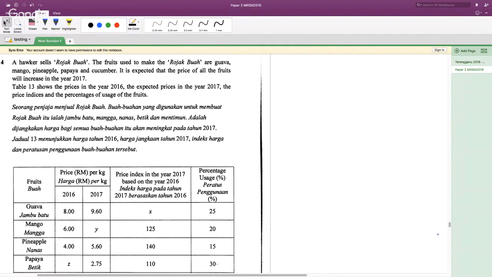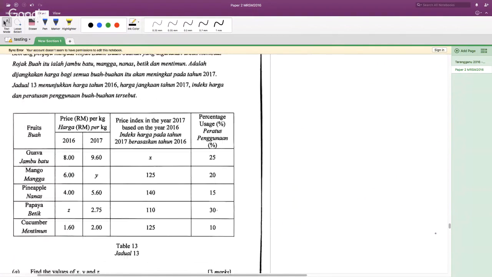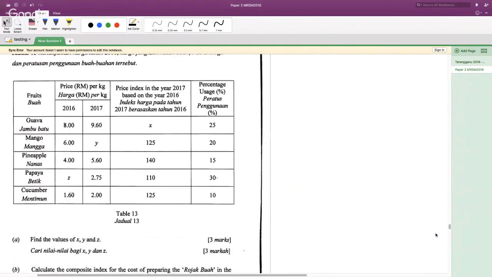It's expected the price of all fruit will increase in the year 2017. So this is 2017 based on the 2016 price. Okay, so they ask you to find X, Y, Z. So basically it's 1 mark each.